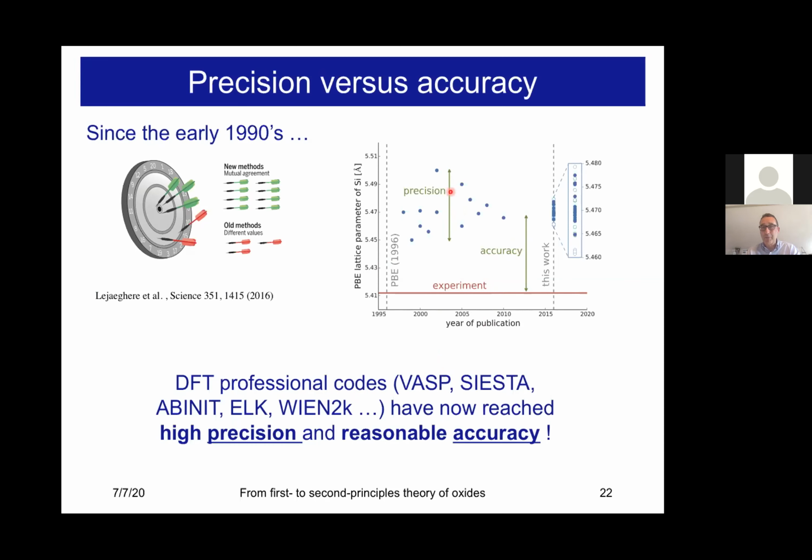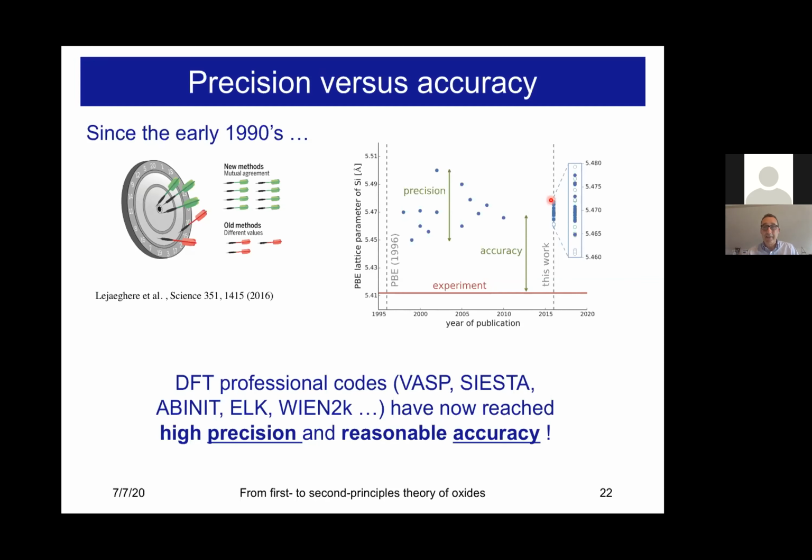So what's the difference between precision and accuracy? Precision is the kind of dispersion within the results you get when you use different codes or different techniques. And you see that historically, there was a broad discrepancy even between different codes. Nowadays, if you compute a quantity using VASP, Siesta, or Abinit, basically you will get more or less the same number. So it's like when you do an experiment, if you use a microscope in Geneva, or if you use the same microscope in Liège, in principle, you should see the same thing.